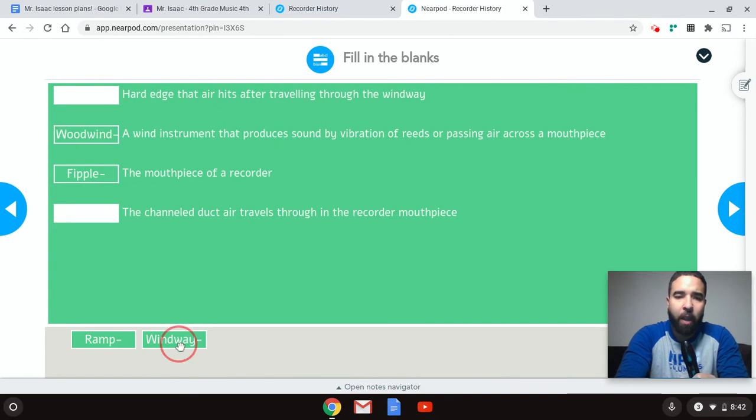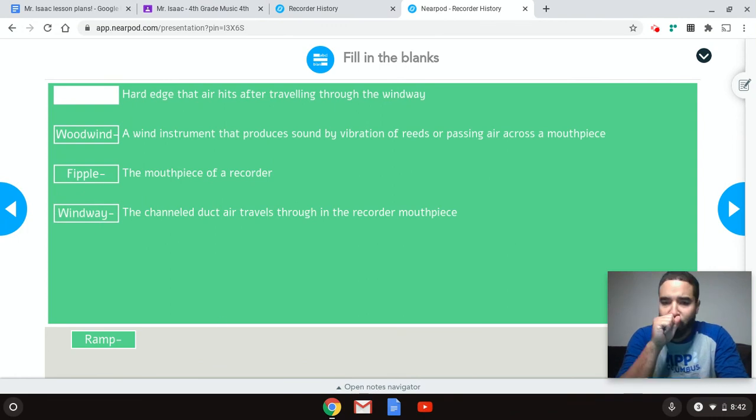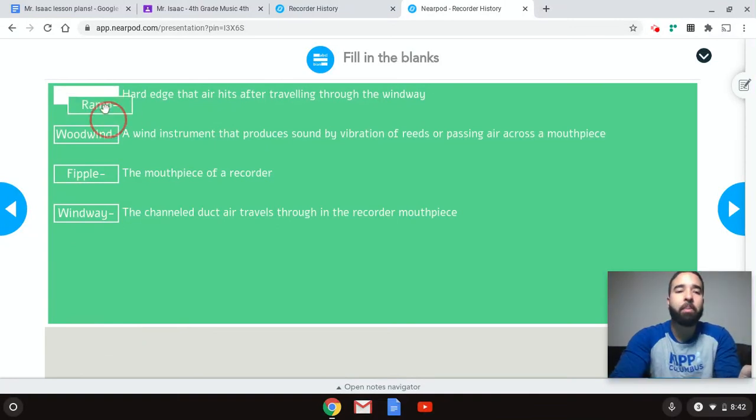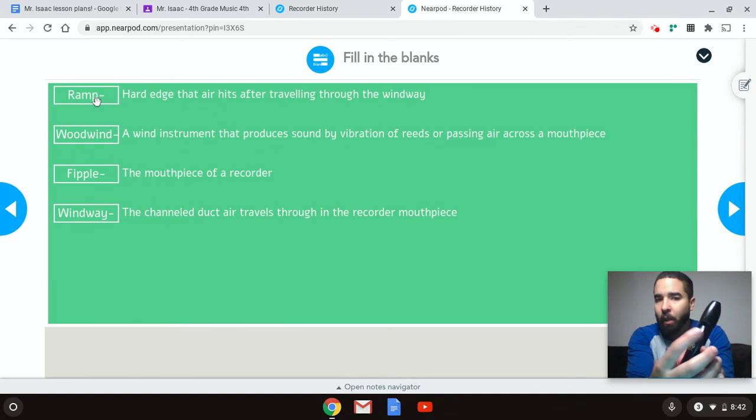And then the windway. I'm not going to put it in the one that says travel through the windway, because the word is in the definition, which usually doesn't happen. So for windway, we put it under the channeled duct air travels through in the recorder mouthpiece. If you remember this little piece right here, the channeled duct, it pushes all the air through the entire instrument. And then the last one, the ramp, the hard edge that air hits after traveling through the windway. All right.